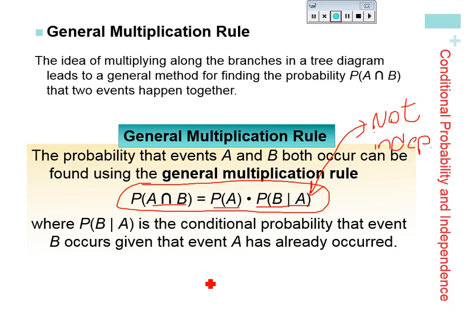So there's a different multiplication rule that we use for events that are independent, but this general multiplication rule works regardless of whether events are independent or not, but this is typically what we use for events that are not independent.